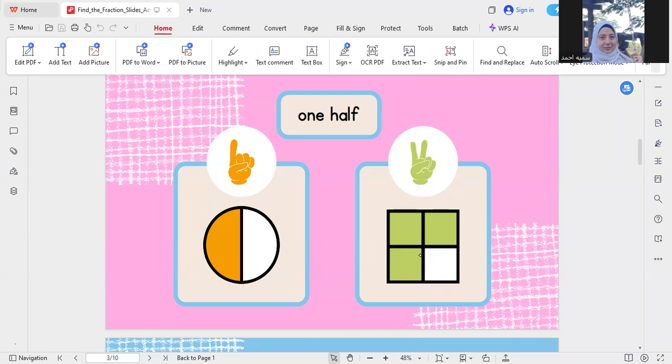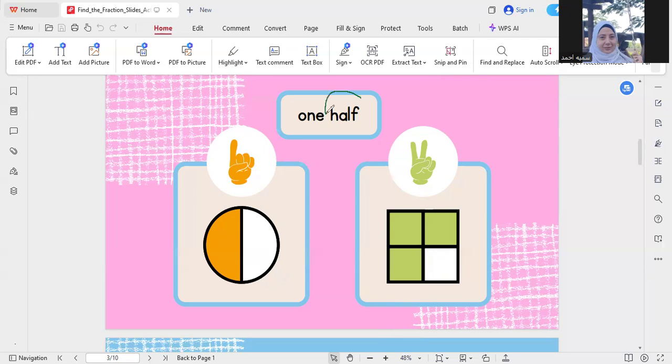parts, not different parts. These four equal parts, each part of them represents a fraction, and we can say also these three green parts represent a fraction, and the white part also represents a fraction. We have many fractions in our life, like half.